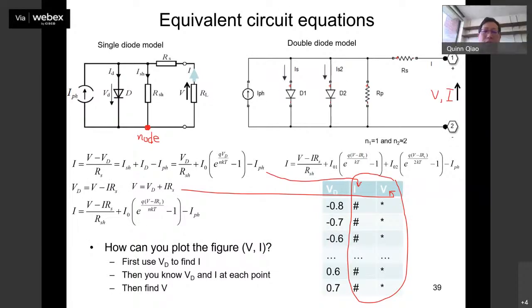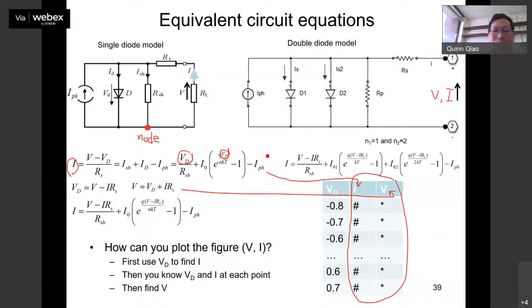First, you students can plot your own IV curve. Look here: this is I, and this is your VD. You can assume VD is from minus 0.8 to positive 0.7, with an interval of 0.1. Then you can plot that by yourself.